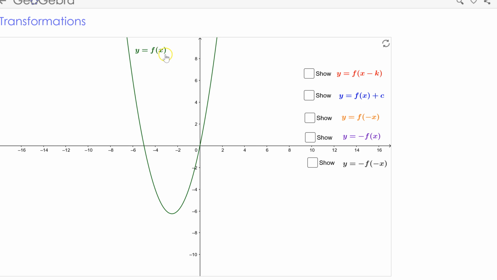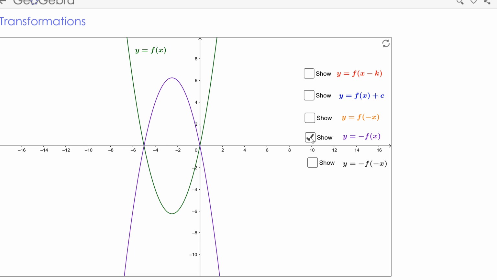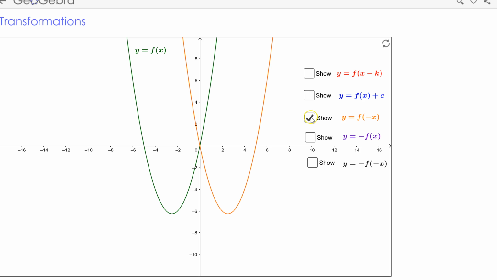So if this is what f of x looks like, if I do this one first of all, if I take the minus f of x, then every positive value is going to become a negative and vice versa. So what that does is it reflects in the x-axis. So minus the function of x reflects in the x-axis. If I take the function of minus x, so that means that I substitute minus x for x in whatever my function equation is, then the result is that I reflect in the y-axis, which we can see just there.